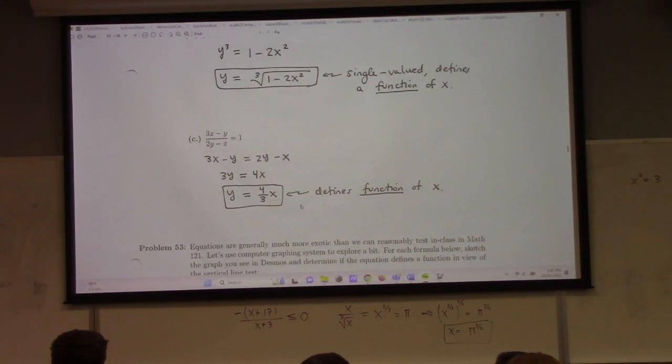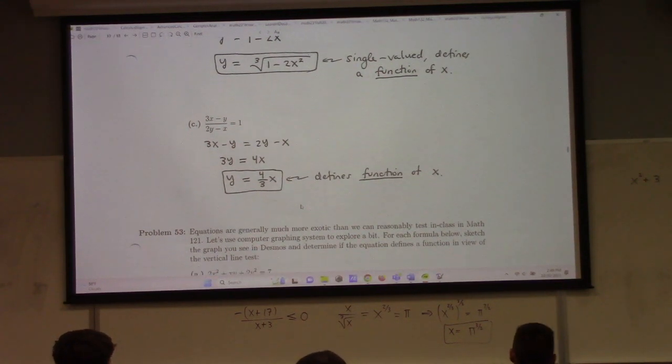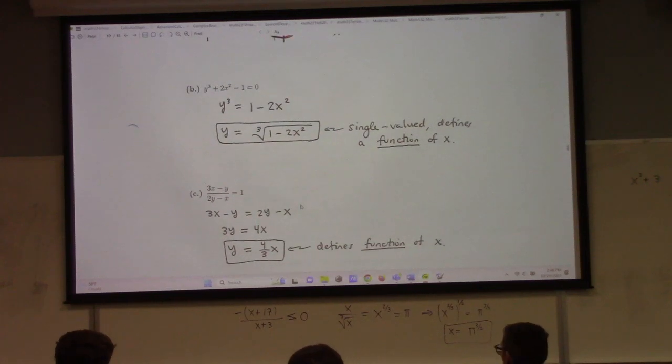Is B correct? Because it doesn't look like it. Well, you had a cube there, so you need to take the cube root, Michael. Cube root, because it was a cube.